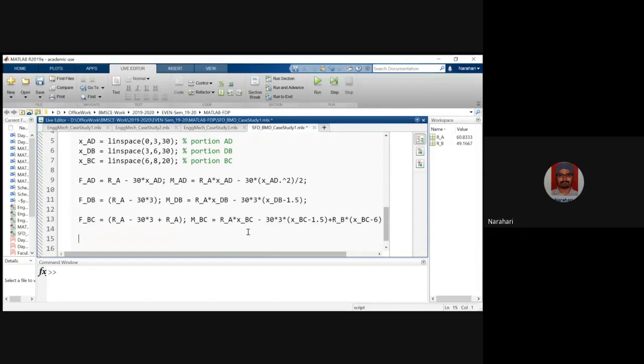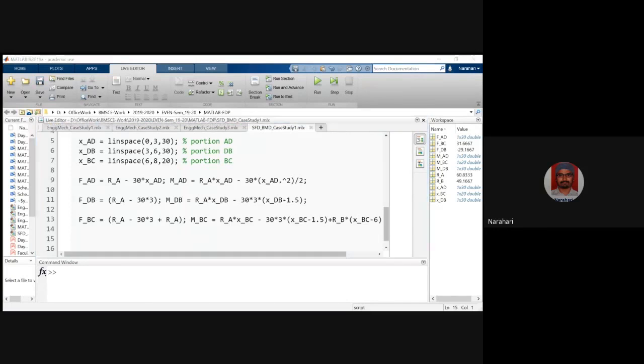Now before I merge these separate vectors, I'll just run this for your understanding. Just see, you can see here already it has populated. These calculations are done. So you have FAD, FBC, FDB, MAD, MBC, MDB, RA, RB, XAD, XBC, XDB. Now let me just merge these things.